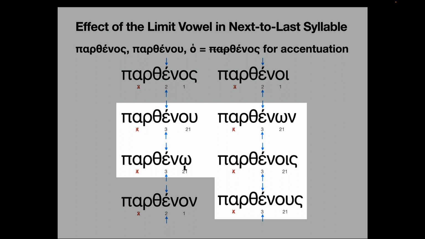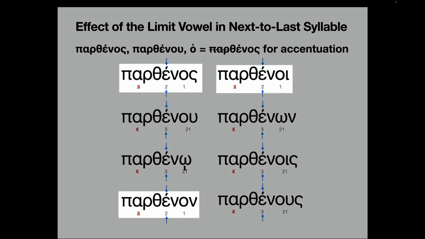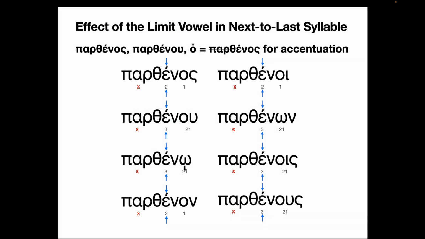And in some forms that's irrelevant. But in other forms like parthenos itself, the nominative, you will see that mora 3 tone, which is our default, doesn't happen. And over on the top of the right-hand column, parthenoi, again, Rule 1 tells us mora 3 is supposed to be the default, but it can't happen because that is to the left of the limit vowel, and therefore it is unavailable for accentuation.